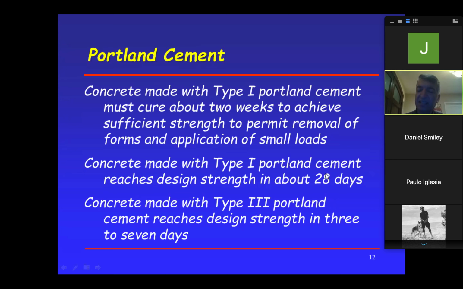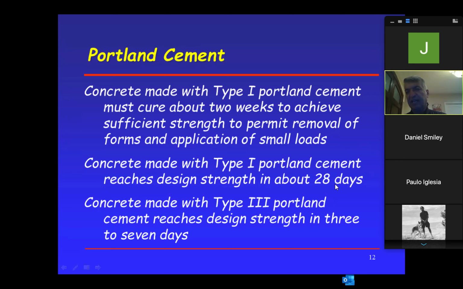Okay? Why is that? Because they did a lot of research and this is the amount of strength that the concrete will achieve at 28 days. So we design for that number. We'll talk more about that in a little bit. So concrete made with type 1 Portland cement reaches design strength in about 28 days.